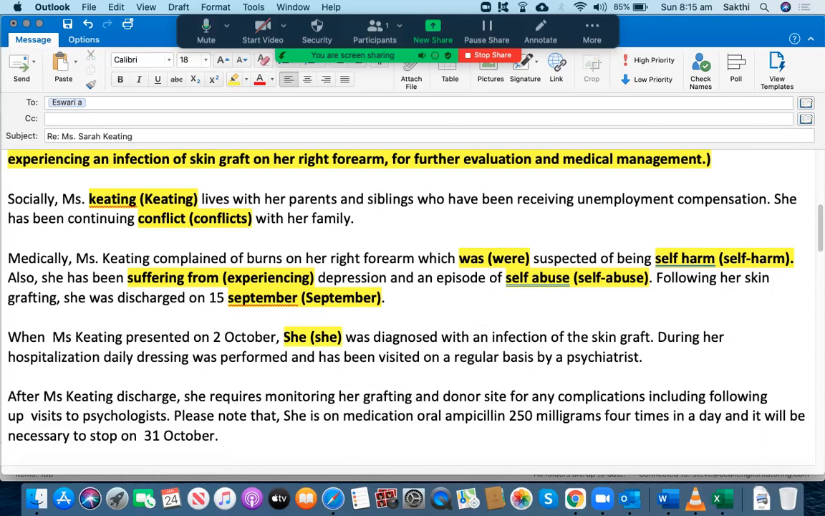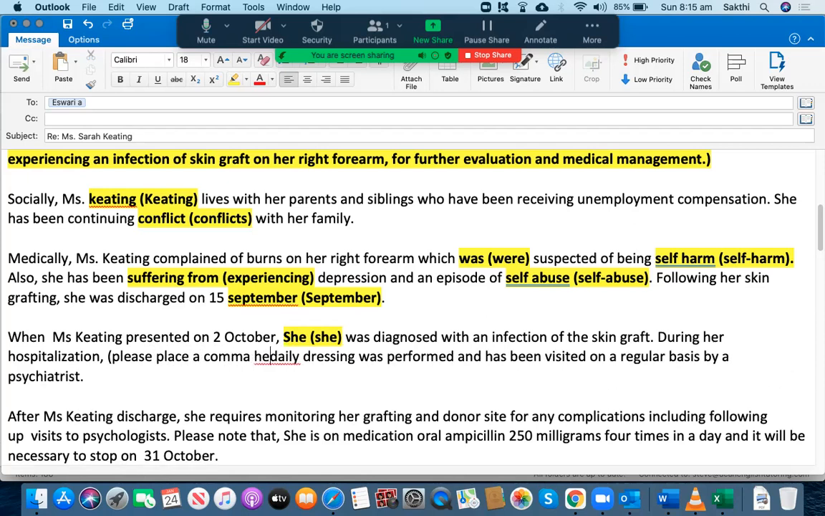During her hospitalization, daily dressing was performed. There must be a comma here. So remember that whenever you write down a phrase like during the hospitalization, things like that, you have to place a comma after that. Okay. So please place a comma here.